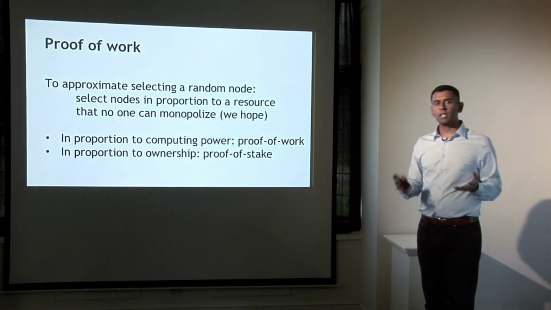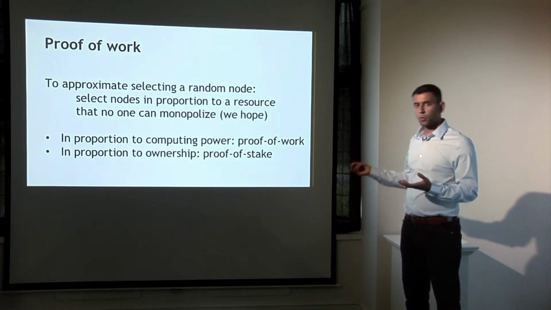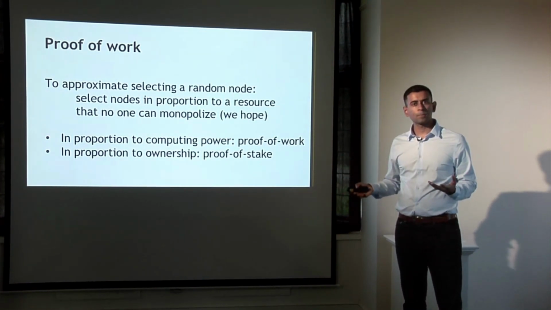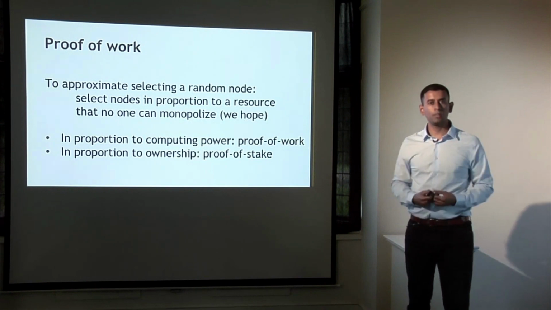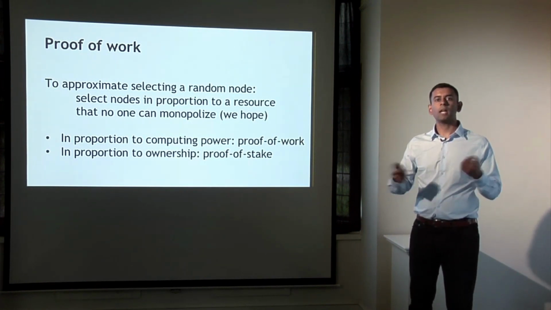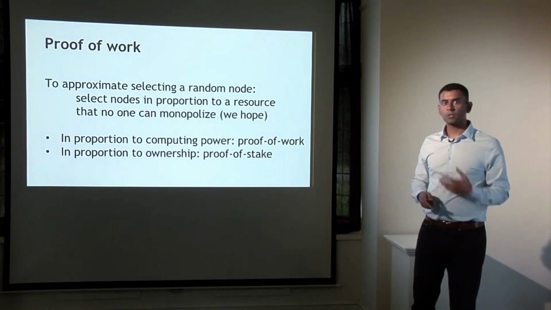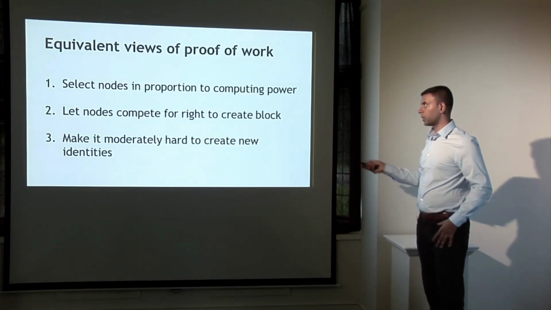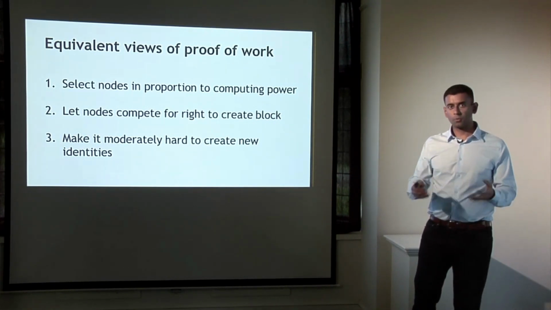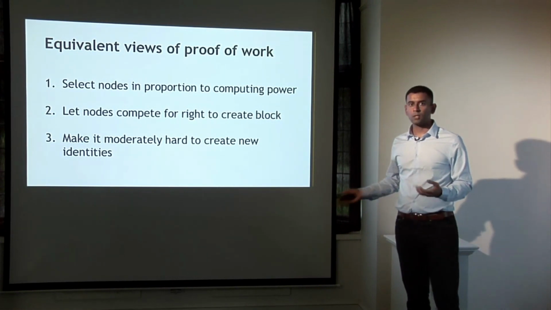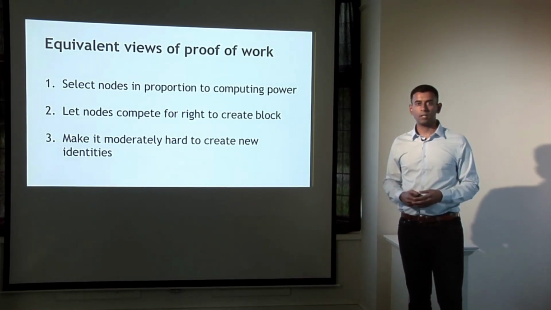Let's try to get a better idea of what this means. Selecting nodes in proportion to their computing power, another way to understand this is that we're allowing nodes to compete with each other by using their computing power. And that will result in nodes automatically being picked in that proportion. So those are two equivalent ways to view proof of work. You can also think of a third way, which is that we're making it moderately hard through proof of work to create new identities. So it's sort of a tax on identity creation and on the Sybil attack. This may all appear a bit vague, so let me actually go ahead and show you the exact proof of work system that's used in Bitcoin, and that's going to make things a lot clearer.